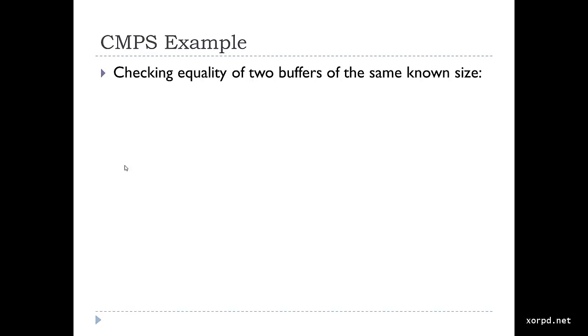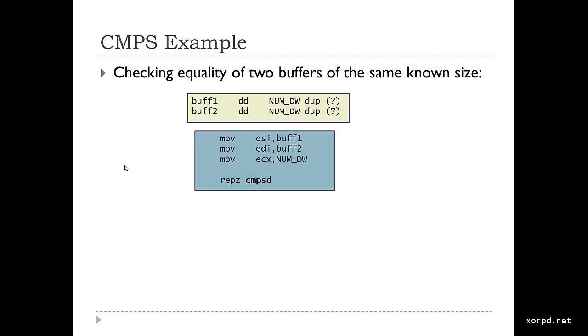Let's look at an example of using the compare S instruction. We want to check the equality of two different buffers which have the same known size. Here we can see a declaration for two buffers. The first one is called buff1 and the second one is called buff2.